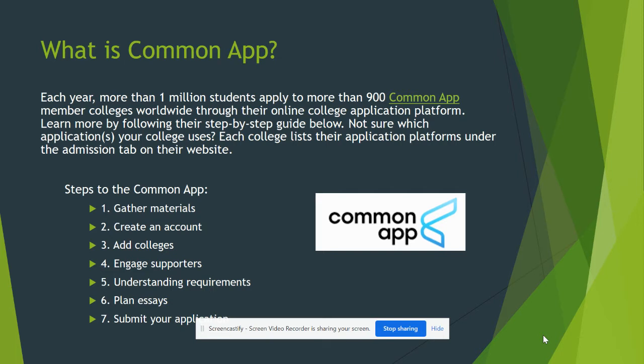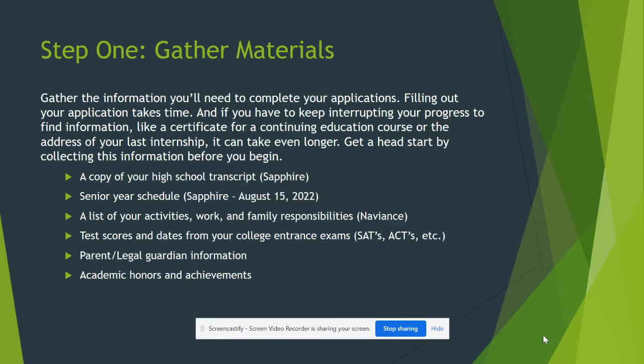So let's get started. These are the following steps to the Common Application, and we'll go over each one of them individually. Step 1 is to gather the materials you'll need to make the application go smoothly. You create an account, you add your colleges, you engage your supporters, teachers, school counselors, college counselors. You understand the admission requirements, plan your essays, and finally submit your application.